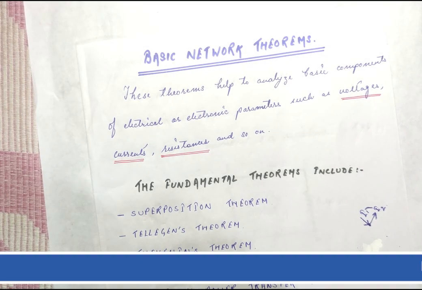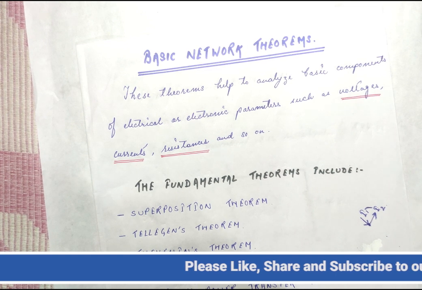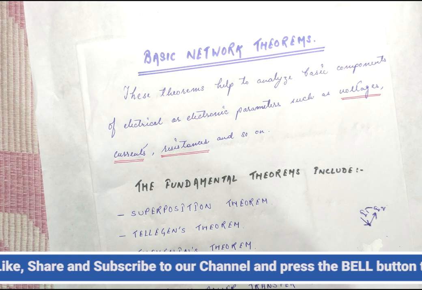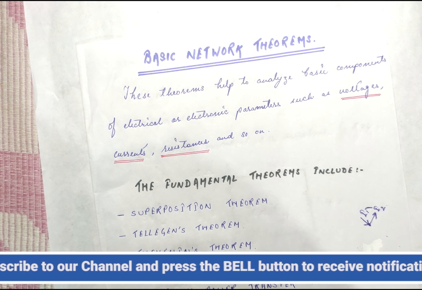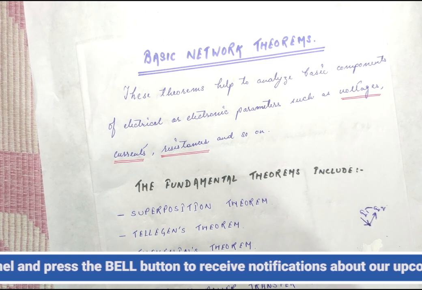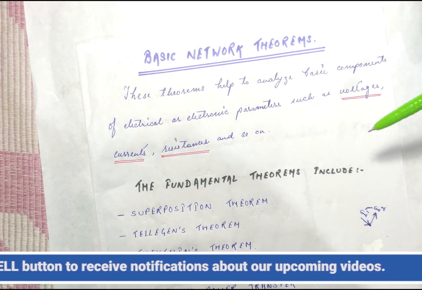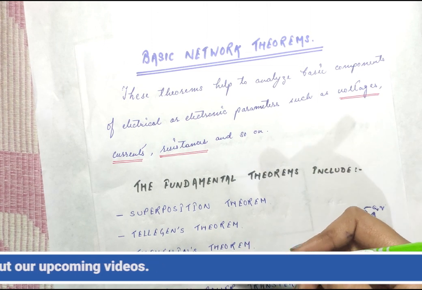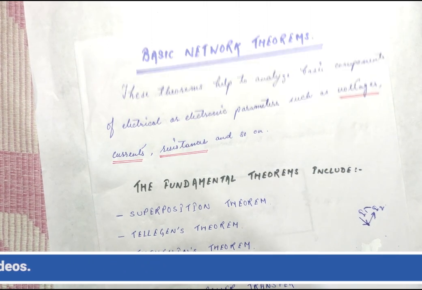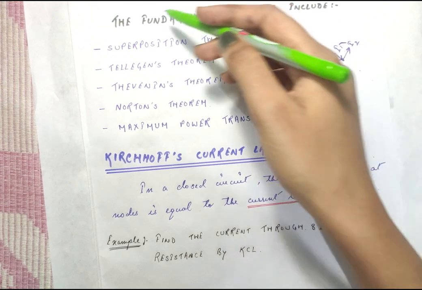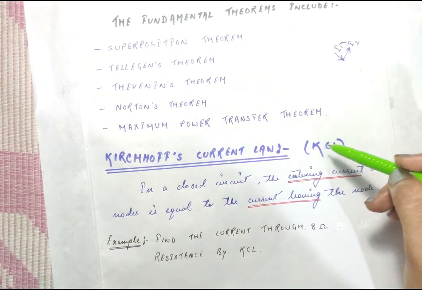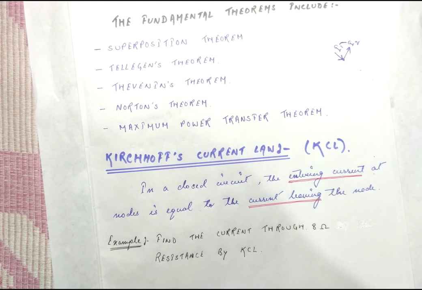So the topic that we have today is the basic network theorems. These theorems help to analyze basic concepts of electrical or electronic parameters such as voltages, currents, resistances, and so on. The fundamental theorems are superposition theorem, Tellegen's theorem, Thevenin's theorem, Norton's theorem, and maximum power transfer theorem. Before going to these fundamental theorems, we will be discussing KCL and KVL.